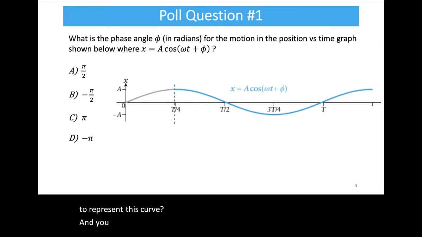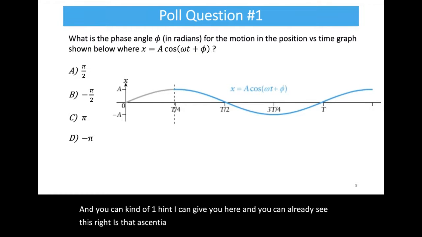One hint I can give you here, and you can already see this, is that essentially instead of having a cosine curve, we have a sine curve.